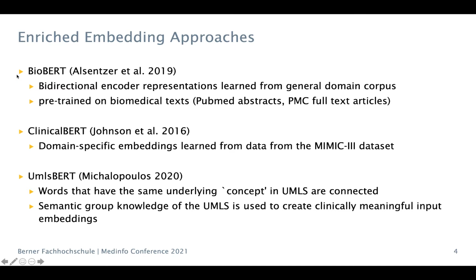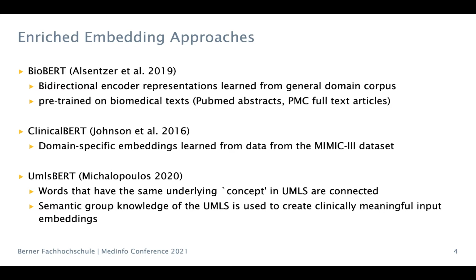where biomedical texts, which are PubMed abstracts and PMC full-text articles, are used to pre-train the embeddings after they have been trained on a general domain corpus. Then there is ClinicalBERT, which are domain-specific embeddings learned from data from the MIMIC-III datasets. And there's UMLSBERT, which is an approach that is quite similar to what I have in mind.